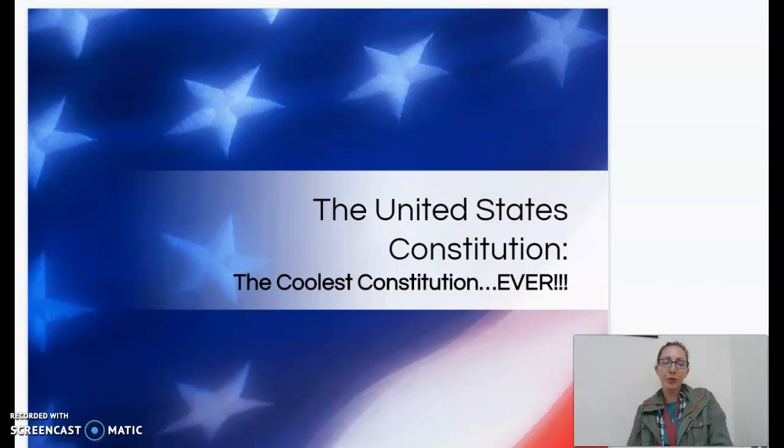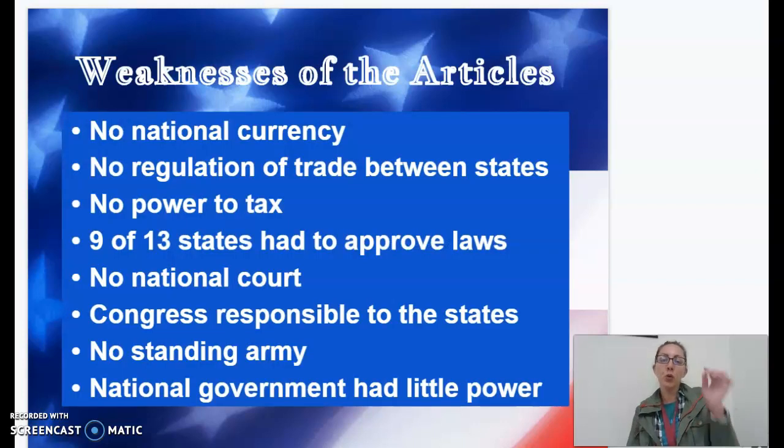Hi guys, so I wanted to give you an introduction to the United States Constitution and how we get there. After the United States wins their independence from Great Britain, they are concerned about having a central or federal government that's too powerful, so they create the Articles of Confederation, which is just a loose organization of the states. There's no national currency, there's no regulation of trade between the states, there's no power to tax.